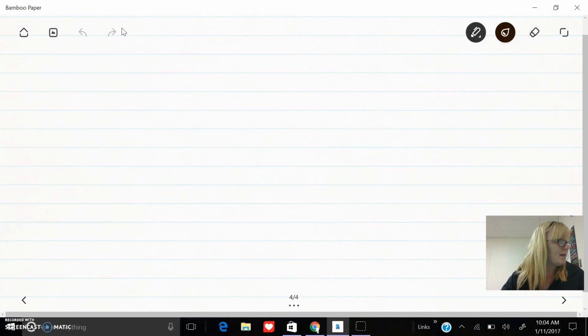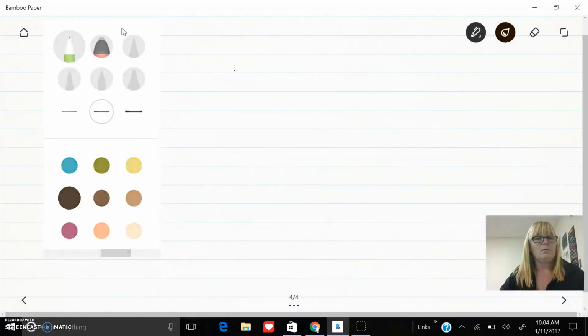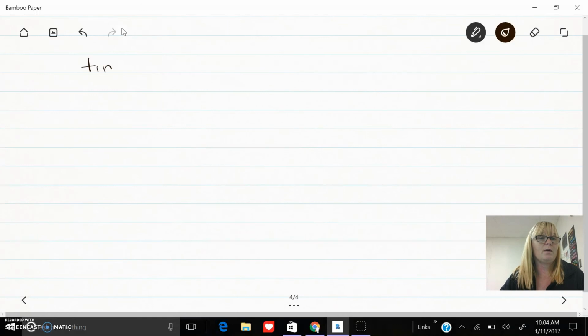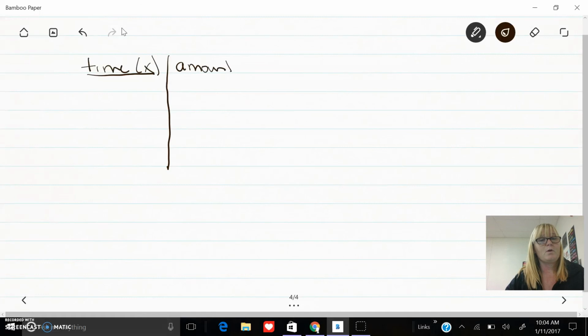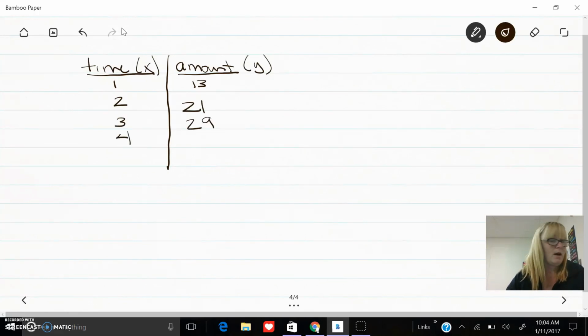All right, let's say I had this table. All right, so we're going to work with time, which is x, and amount. So we're basically figuring out how much they can make in a certain amount of time. All right, so my data is 1 and 13, 2 and 21, 3 and 29, 4 and 37, and then we don't know what x is.